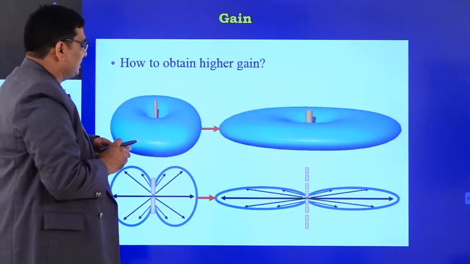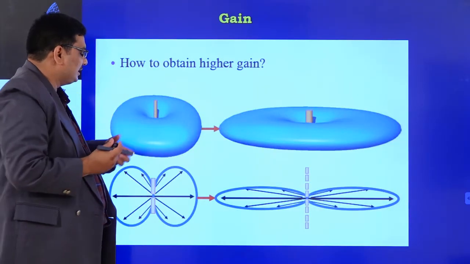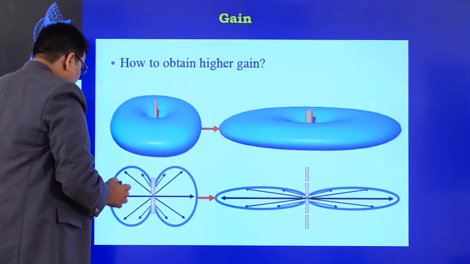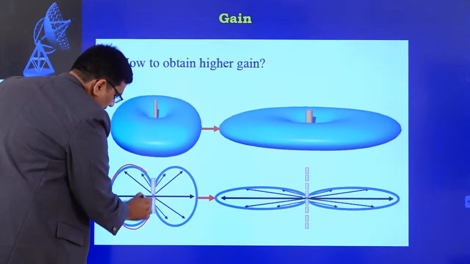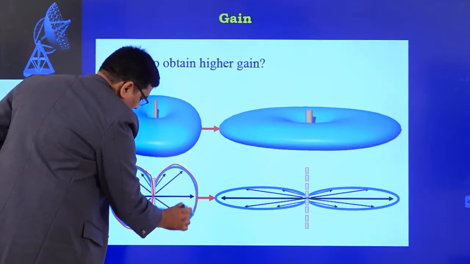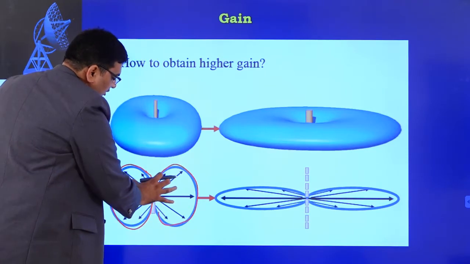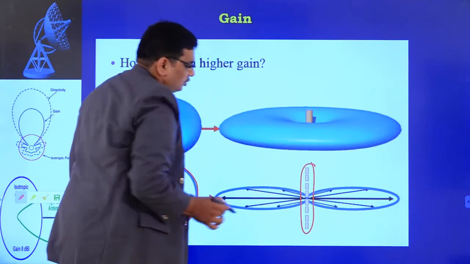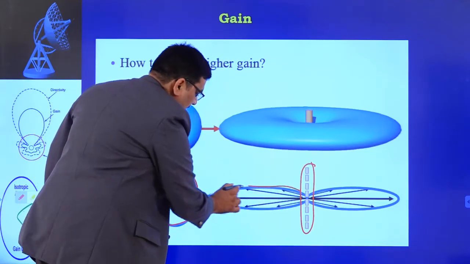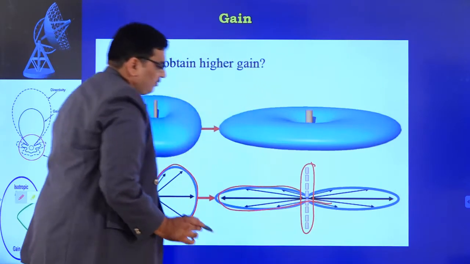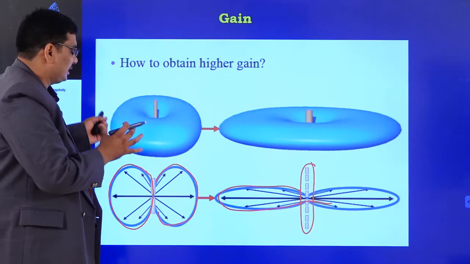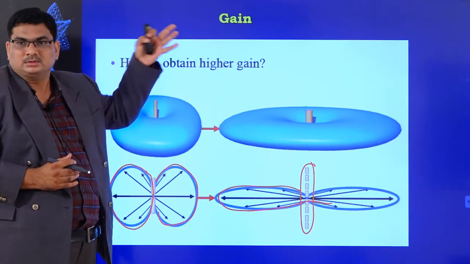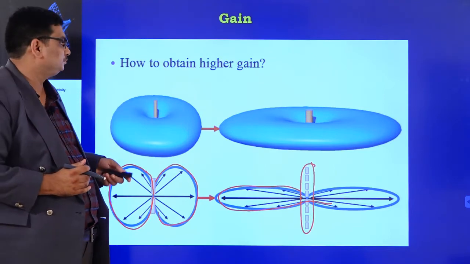And how to obtain higher gains? Suppose you are looking at only one antenna, the dipole antenna, whose beam pattern is very wide. This is the beam pattern of the half wave, length lambda by 2, dipole antenna. Its beam width is very wide, and if the number of elements is increased, then your beam becomes narrower. So we can improve the gain by taking more elements, or by increasing the size of the transmitting antenna.